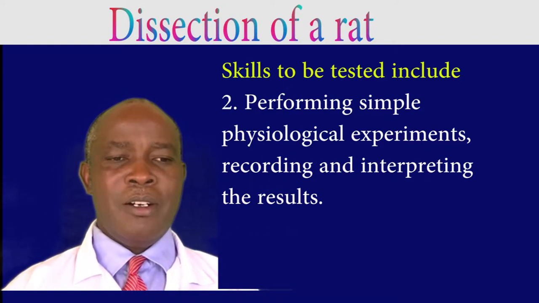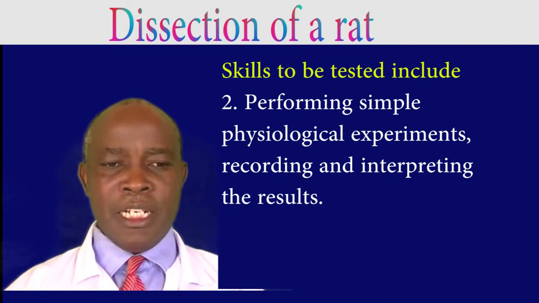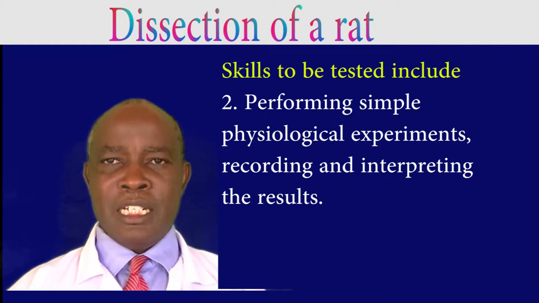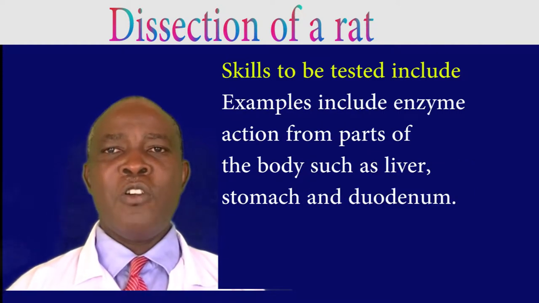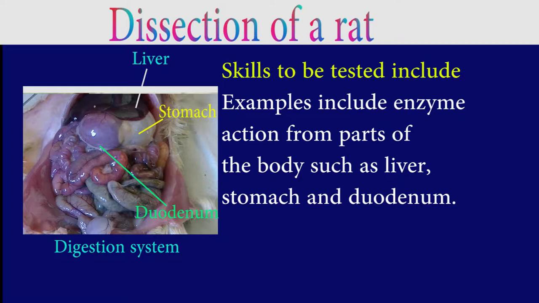Two, we may be required to perform simple physiological experiments, record and then interpret the results. For example, we may be required to test the action of a certain enzyme from a certain part of the body. For example, in the liver, you may be required to test for the presence of catalase, in the stomach to test for the function of pepsin, in the duodenum to test for the function of trypsin and amylase.